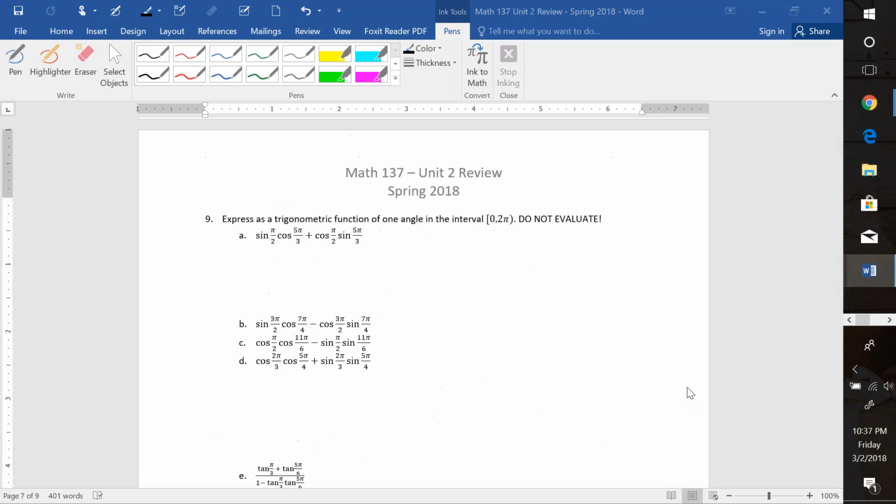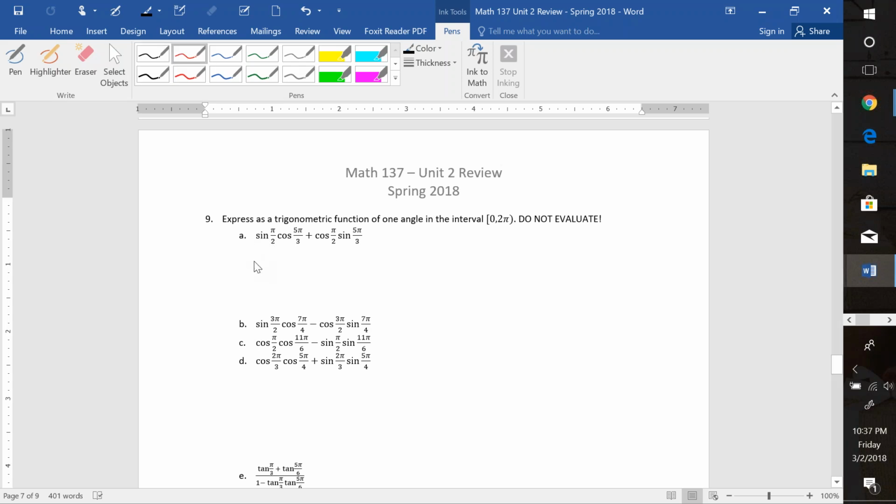Okay, for number 9, we're trying to express this trigonometric function expression as one angle in an interval between 0 to 2 pi. We're not evaluating anything. So this is trying to recognize if you know your formulas or not. So notice that sine and cosines are mixing together here, which means we're being social, and that means it's going to be the sine formula, and if you're sine, you're social and agreeable, so it's going to be an addition problem.